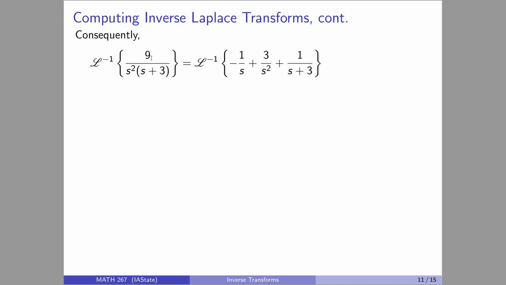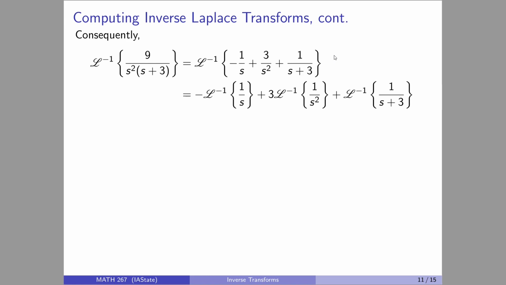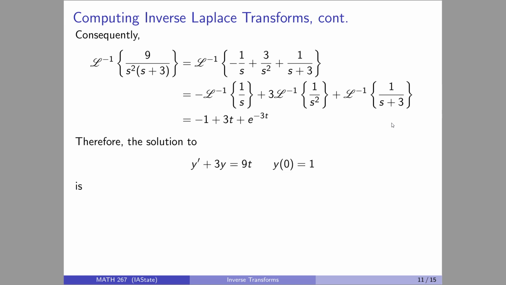Computing the inverse Laplace of 9 over s squared times s plus 3 turns into doing the inverse Laplace of these. Inverse Laplace, as we discussed, is linear, so it breaks up and pulls apart nicely. And these are inverse Laplaces we already know how to do. We know that the inverse Laplace of 1 over s is 1, of 1 over s squared is t, and of 1 over s plus 3 is e to the negative 3t.